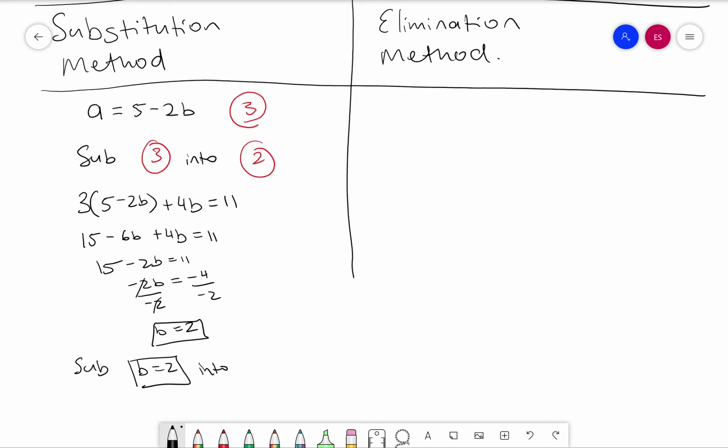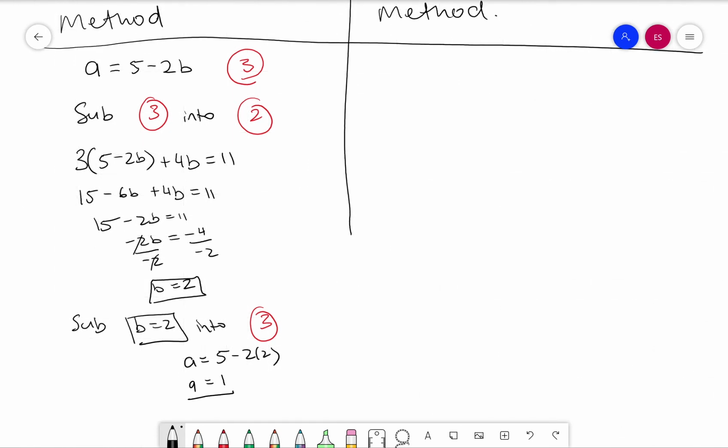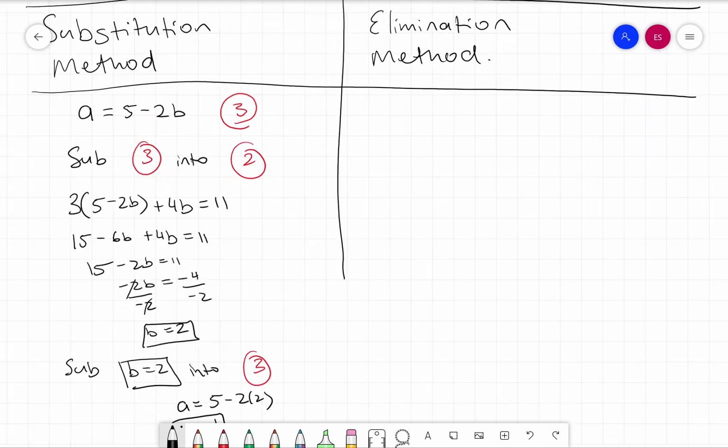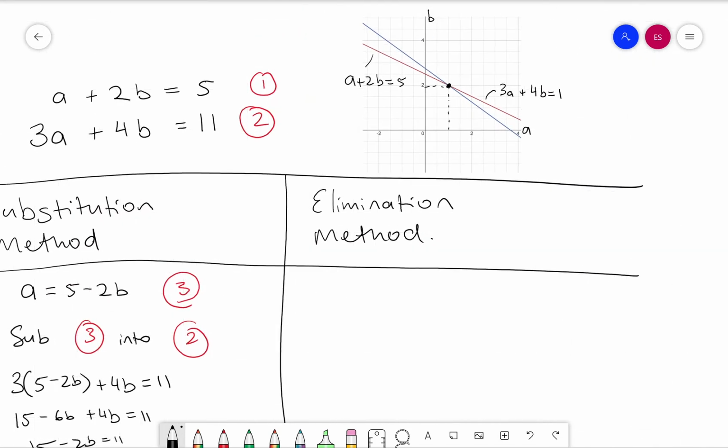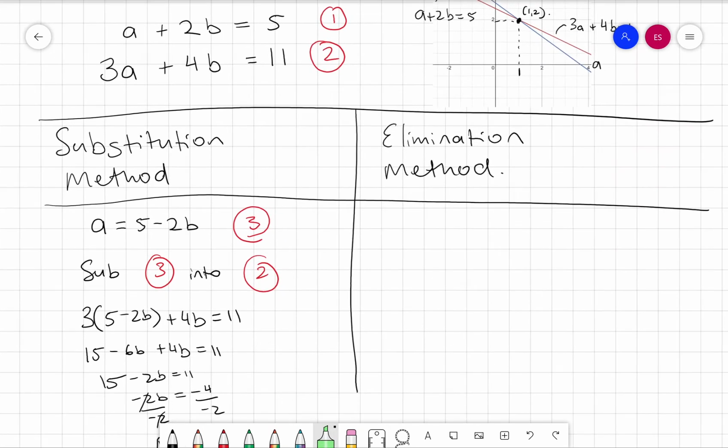Actually, it can be any equation. So it can be 1, 2, or 3. So let's chuck it into 3. So we'll get a is equal to 5 minus 2b, which is 2, 2. So a is equal to 1. So you've got a is equal to 1 and b is equal to 2. Now if you scroll back up here to where the lines intersect, you can see, well, on the a-axis it's equal to 1, and on the b-axis it's equal to 2. So this method works really well when one of the coefficients is equal to 1.